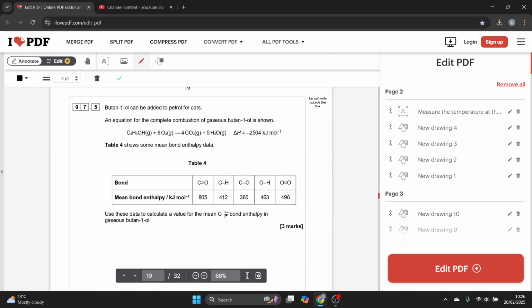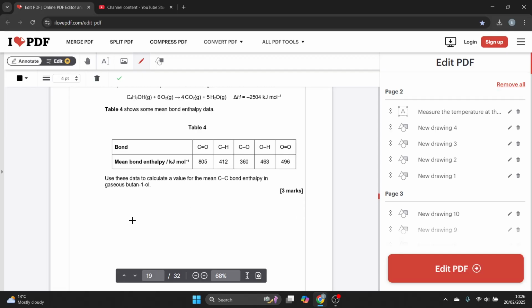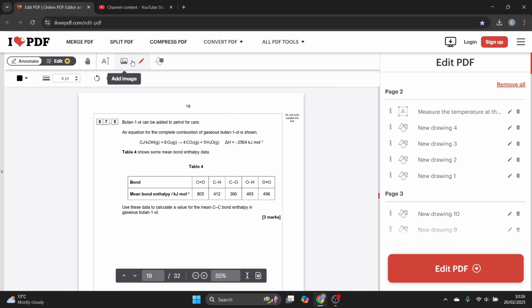Use data to calculate a value for the mean carbon-oxygen bond enthalpy in gaseous butan-1-ol. I know delta H is minus 20504, because it's the energy required to break bonds minus the energy released when new bonds are formed. So C4H9OH.